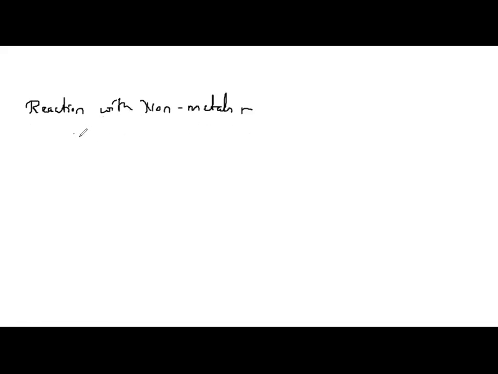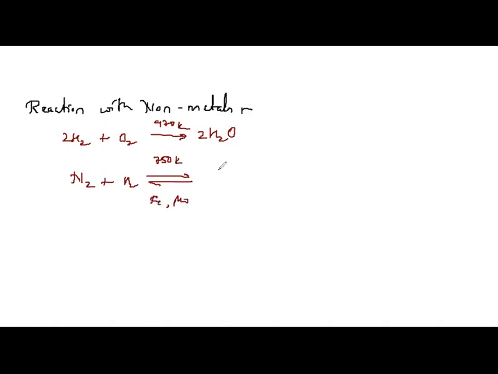Like for example, H2 plus O2. This is not at normal temperature. At 970 Kelvin, say, it forms H2O. Balance it. Then N2 plus H2 at high temperature, say 750 Kelvin, high pressure, in presence of iron as catalyst and molybdenum as promoter, will form ammonia, NH3. Haber's process it is called.